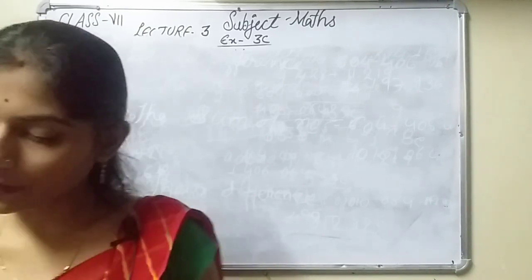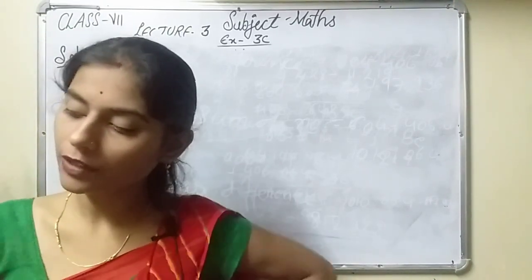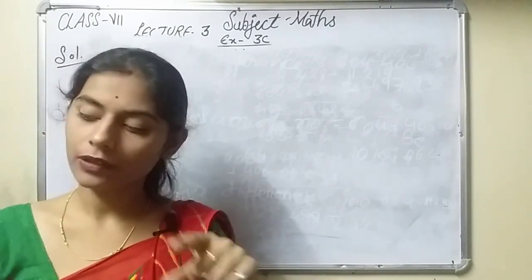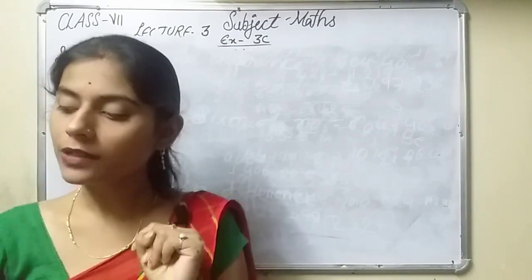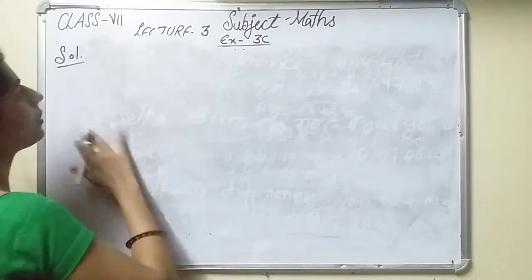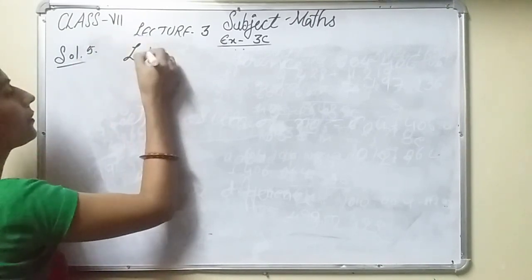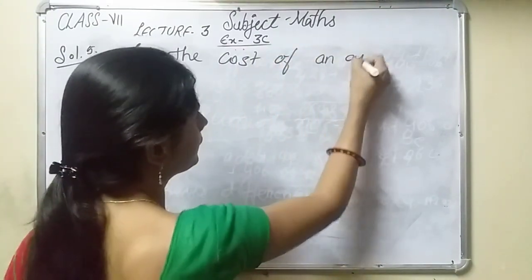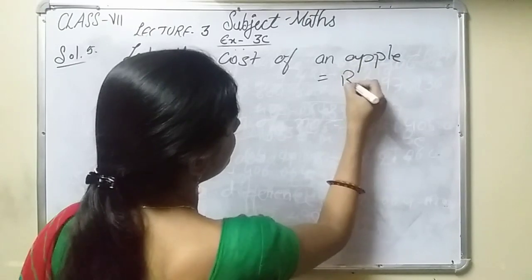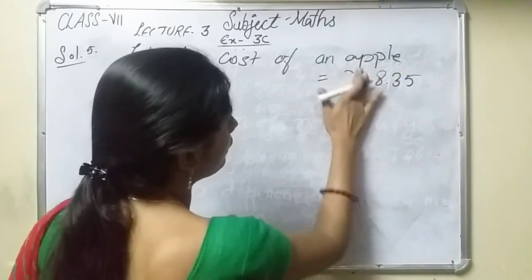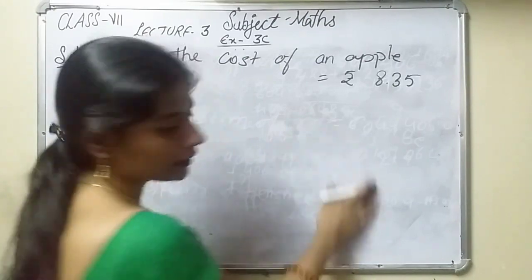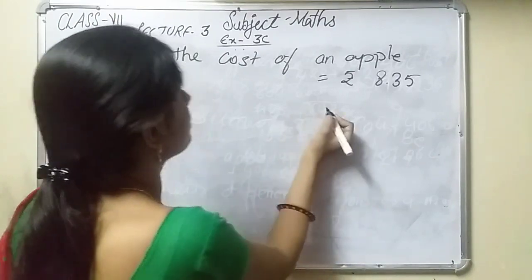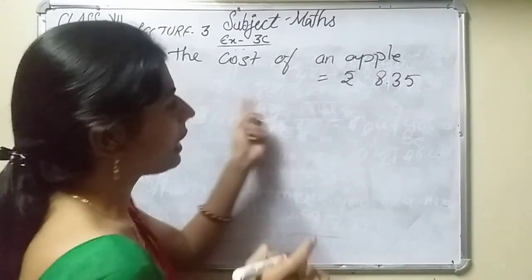Now see question number 5. How much would a dozen apples cost if the price of each apple is 8.35? See, if the price of one apple is 8.35, how much will a dozen apples cost? Let the cost of an apple be rupees 8.35.